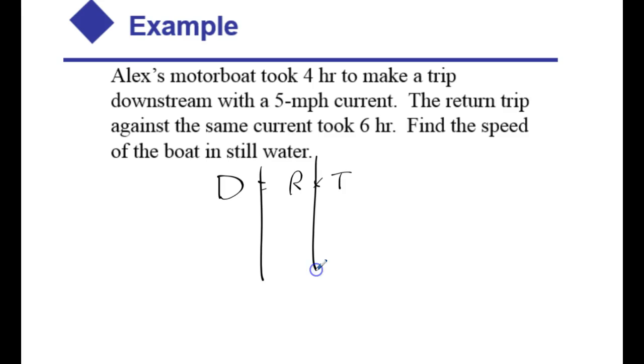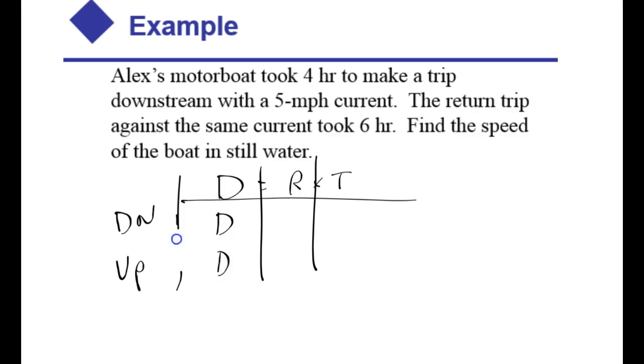I'll go ahead and make a chart just to show you how that works. I've got downstream and I've got upstream, and I'm not sure what the distance is, but I do know that the distance down will equal the distance up. So I'm just going to leave it distance 1 and distance 2. They should be equal to each other.